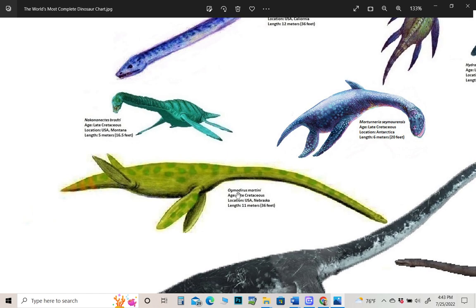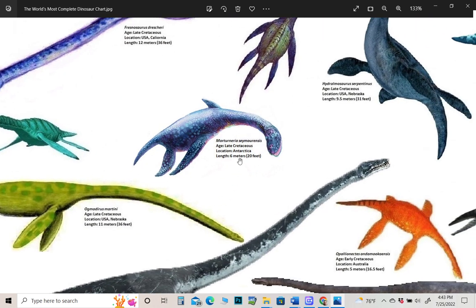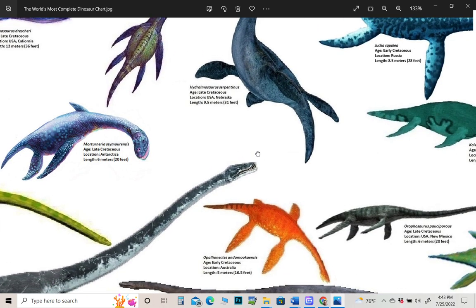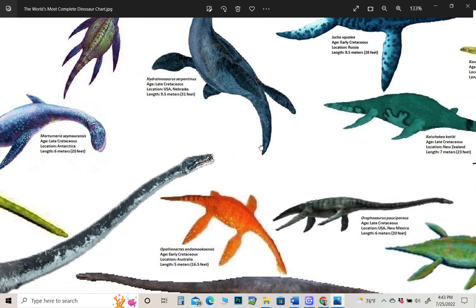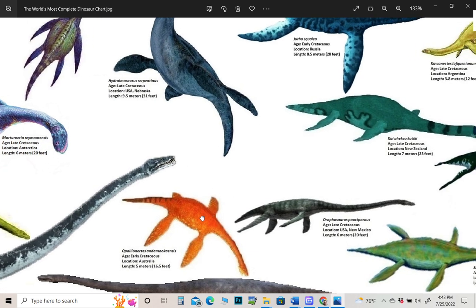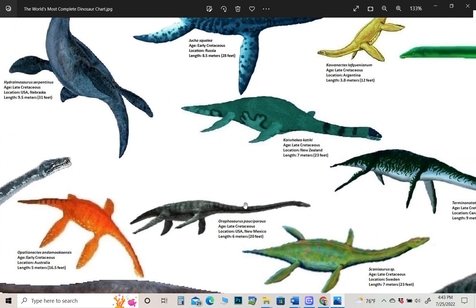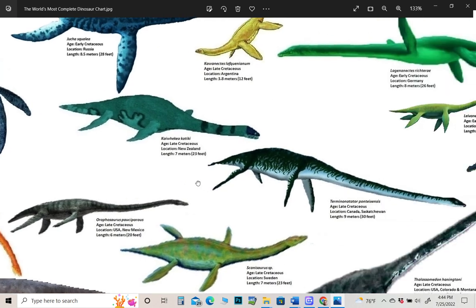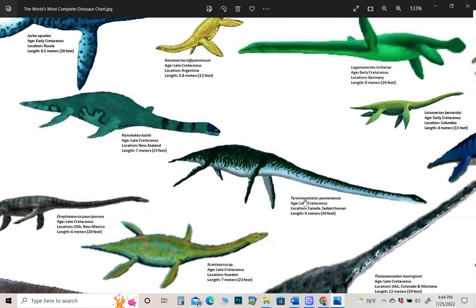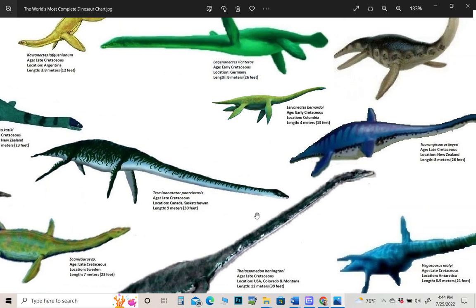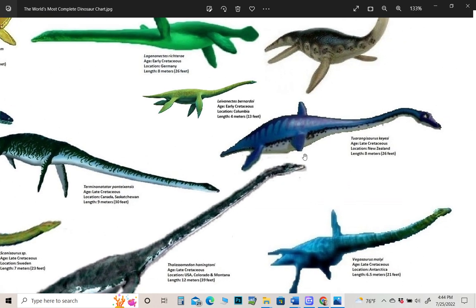Nacononectes, Ogmodirus, Mortornuria. We got Hydromosaurus, I believe, before. Opalionectes, named because it was turned into opal after it died. It's another one from Australia under unusual preservation conditions. Orophosaurus, Kaiwikia, Terminonatador, which is not Terminator, but natator means swimmer. Scanisaurus, Lavanectes. It sounds kind of like Terminator, though, which is kind of funny.